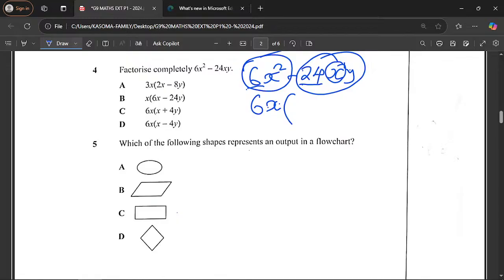Then we open a bracket. We say, how many times can 6x go into 6x squared? 6x squared divided by 6x gives us x, because when we multiply 6x by x we get 6x squared. Then when we divide negative 24xy by 6x, we get negative 4y, because when we multiply 6x by 4y we get 24xy. So the correct answer here is D.